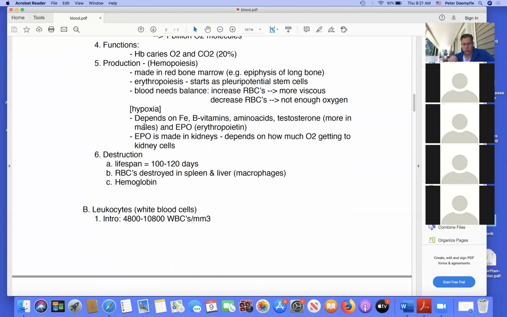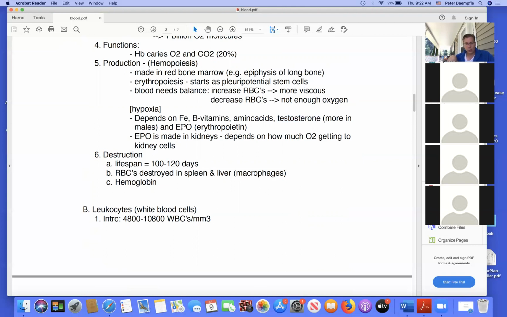Production of red blood cells depends on a few things. And if you don't have these things, you have anemia. If you don't make enough red blood cells, you have anemia, not enough oxygen carrying capacity. And we'll talk about that later. But step one, you need iron. If you don't have enough iron, iron deficiency anemia. You need B12 vitamins, B vitamins, otherwise you have pernicious anemia. You need the amino acids, otherwise your nutrition isn't there, or you don't have the hormones, testosterone. You won't make enough red blood cells.